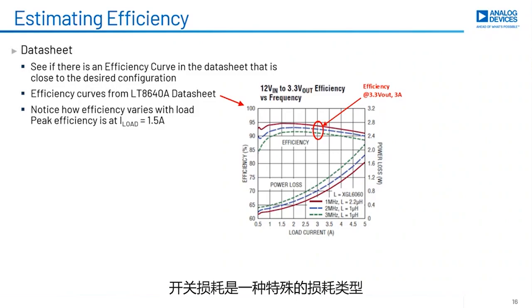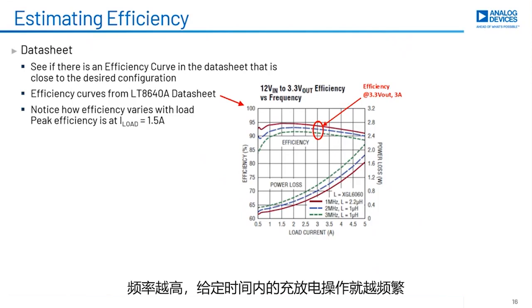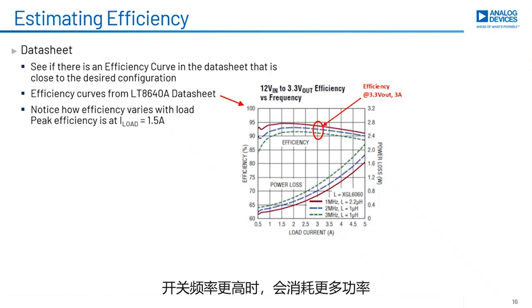Switching losses are a particular type of loss that happens, and they result from having to, let's say, charge up and discharge parasitic capacitances like the gate capacitance on a MOSFET. So your switches are MOSFETs. You have to drive the gate up and down to turn them on and off. You have to charge up and discharge the gate capacitance on those MOSFETs. The faster you go, the more often you have to do that in a given unit of time. And so that takes up some extra power at a higher switching frequency.